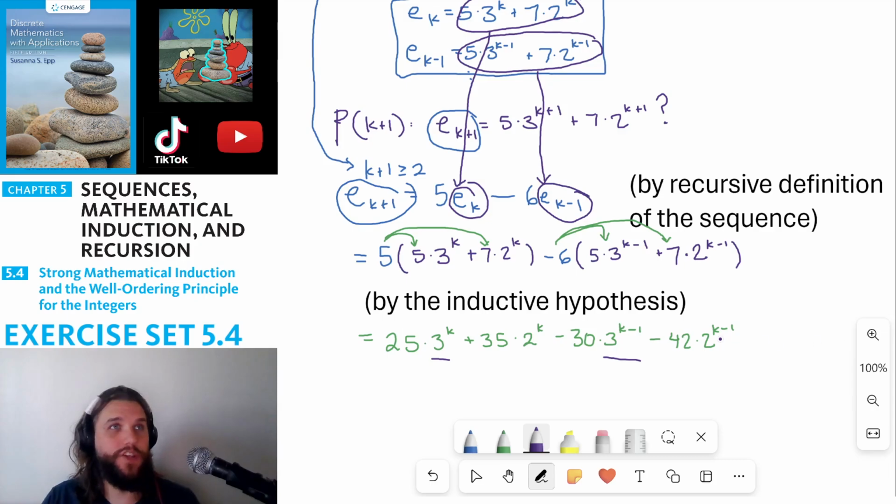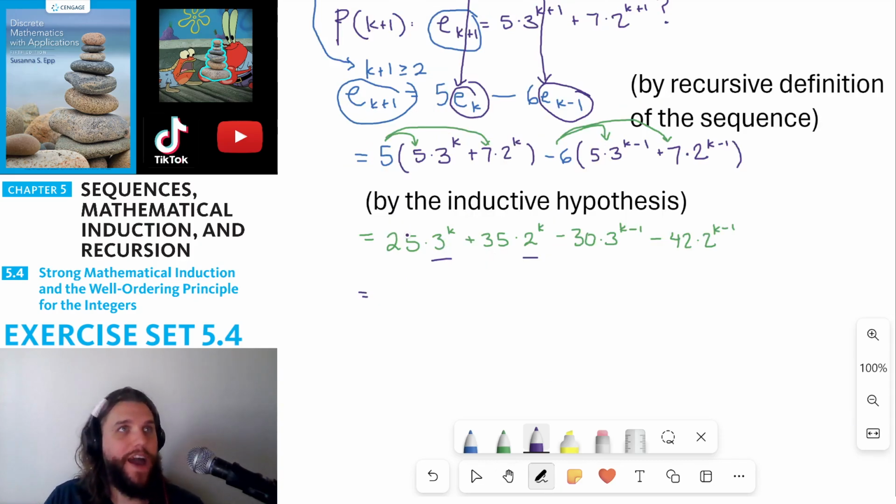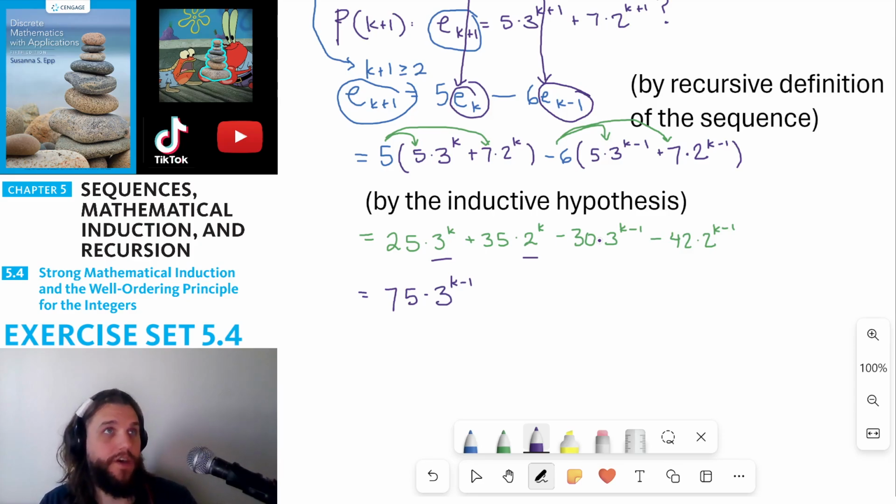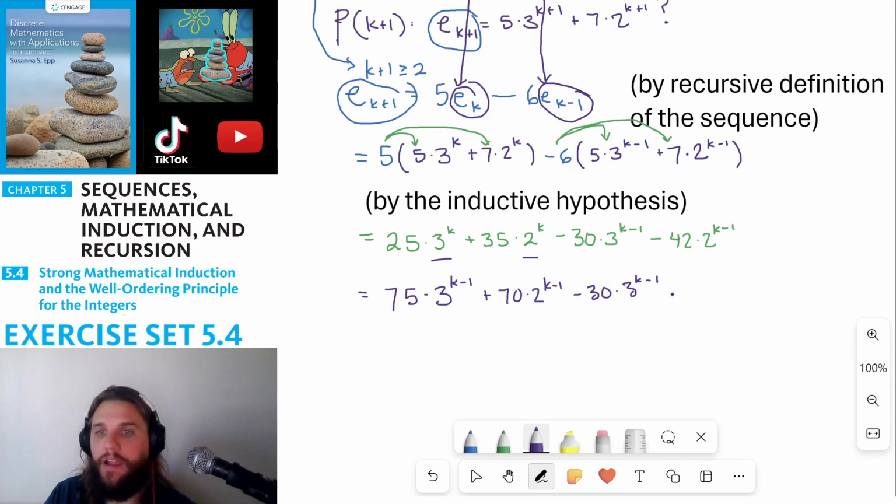So what I'm going to do here is a little bit of a trick. I'm going to factor out a 3 from this 3 to the k, and I'm also going to factor out a 2 from this 2 to the k. So if I pull out a factor of 3, this would be 25 times 3, which is 75. But that's the result after I pull out a factor of 3 from the 3 to the k. So we would only have 3 to the k minus 1 left over. And I'm going to do the same thing with a factor of 2 here. This will be plus 70 times 2 to the k minus 1. And then we're going to leave everything else the same so that we can prepare to combine like terms.